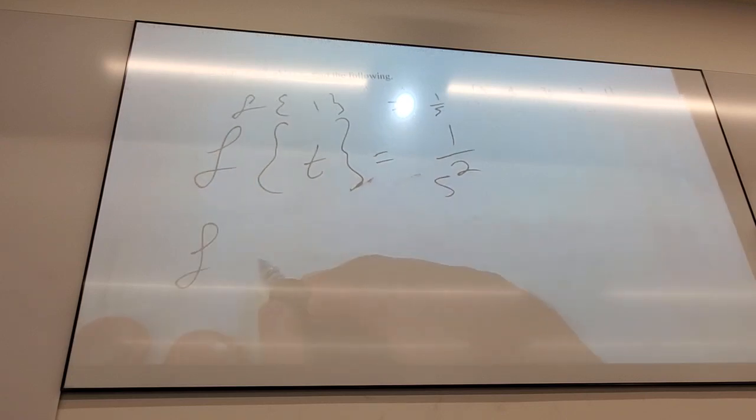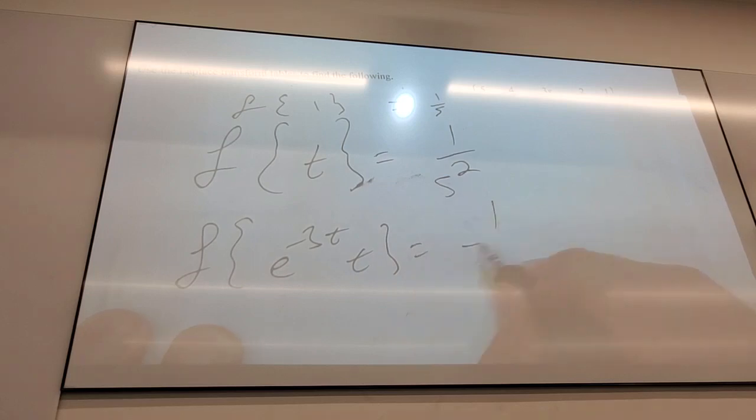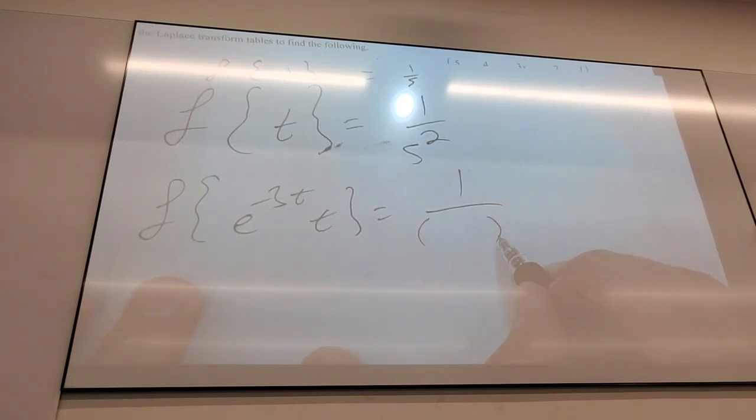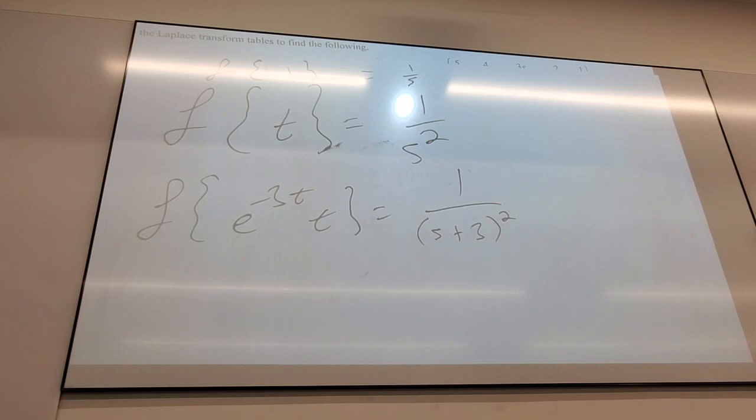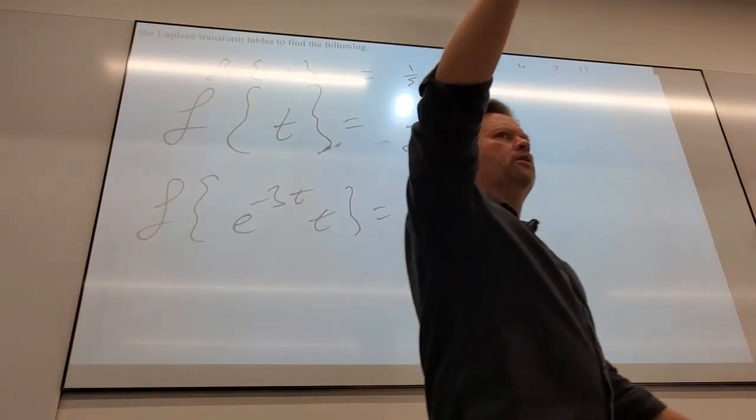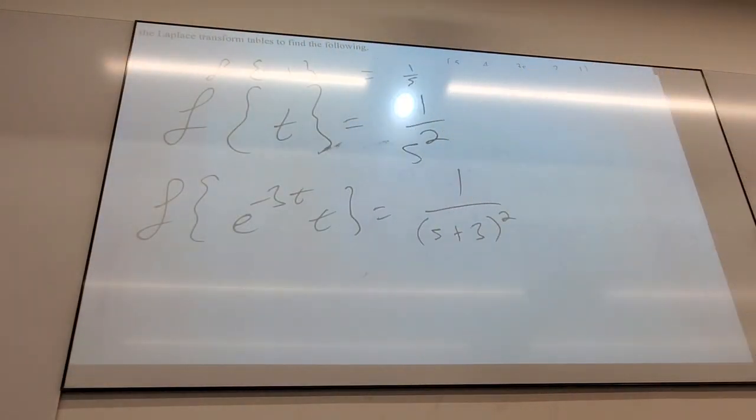So what's the Laplace transform of e to the negative 3t? Careful. Yeah, so it's a true translation, right? Back in the day, square root of x minus 1 would translate to the right one, correct? So this one, I want to translate to the left 3, so it's s plus 3.